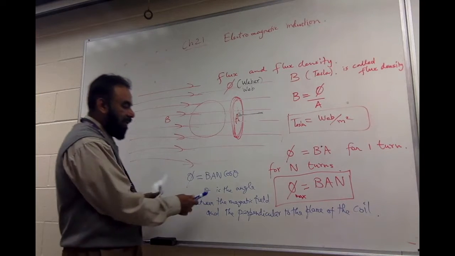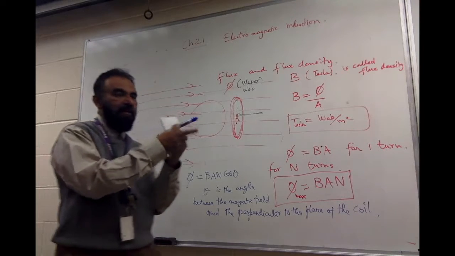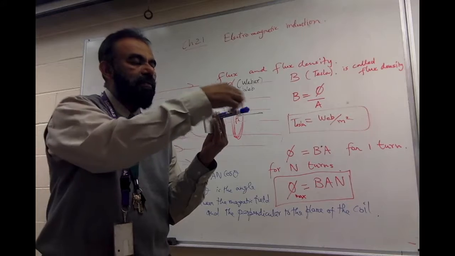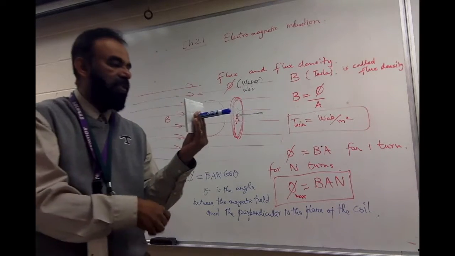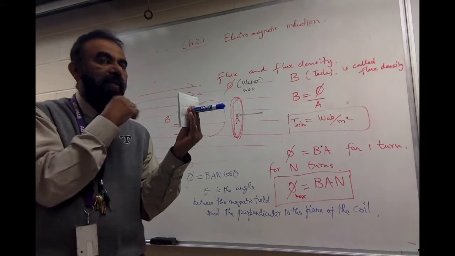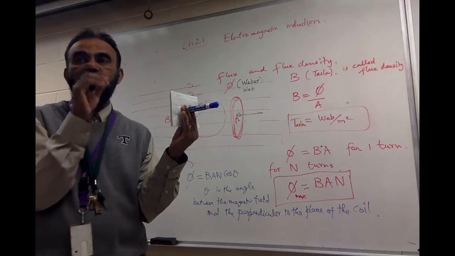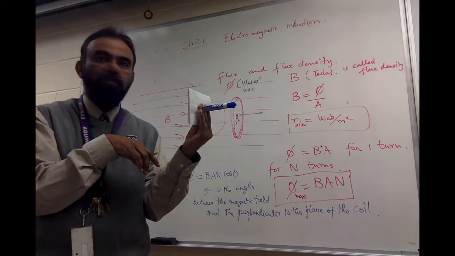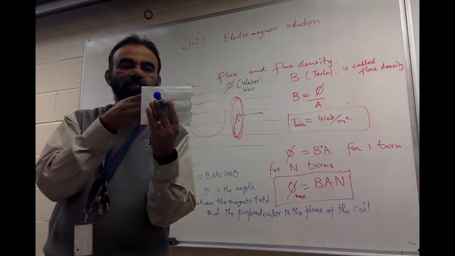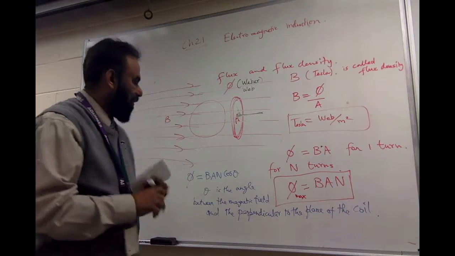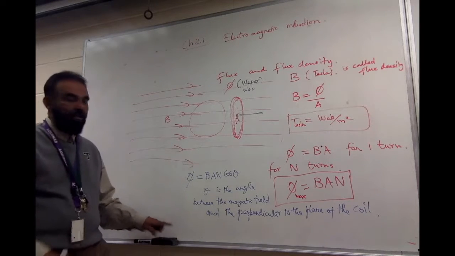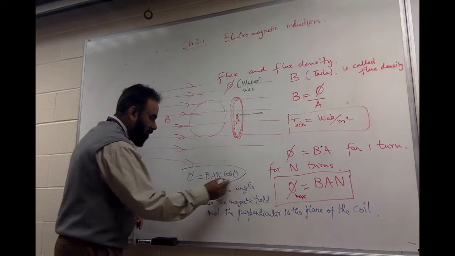So the angle theta is the angle made by the perpendicular. This is the perpendicular to the plane of the coil. When that angle is 0, you have cosine 0 as 1. And when you turn this like that, the magnetic field is still staying the same way, you see lesser and lesser area, and that is controlled by that. BAN cosine theta, this is basically the flux.